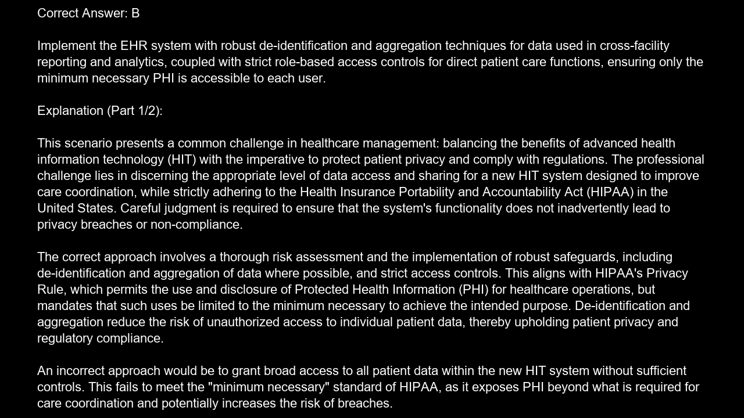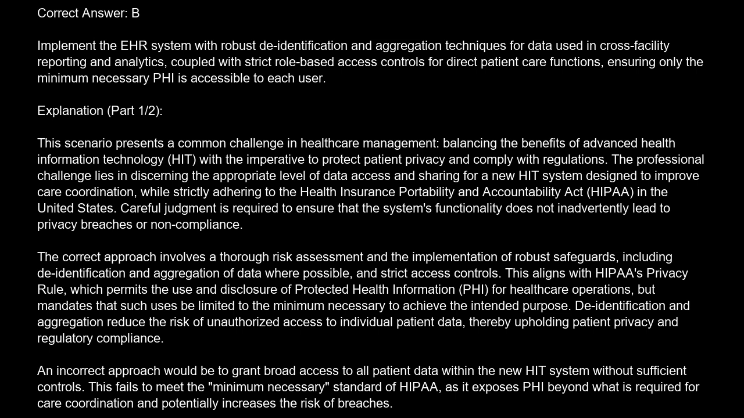The correct approach involves a thorough risk assessment and the implementation of robust safeguards, including de-identification and aggregation of data where possible, and strict access controls. This aligns with the HIPAA privacy rule, which permits the use and disclosure of protected health information, PHI, for healthcare operations, but mandates that such uses be limited to the minimum necessary to achieve the intended purpose. The de-identification and aggregation reduce the risk of unauthorized access to individual patient data, thereby upholding patient privacy and regulatory compliance. An incorrect approach would be to grant broad access to all patient data within the new HIT system without sufficient controls.